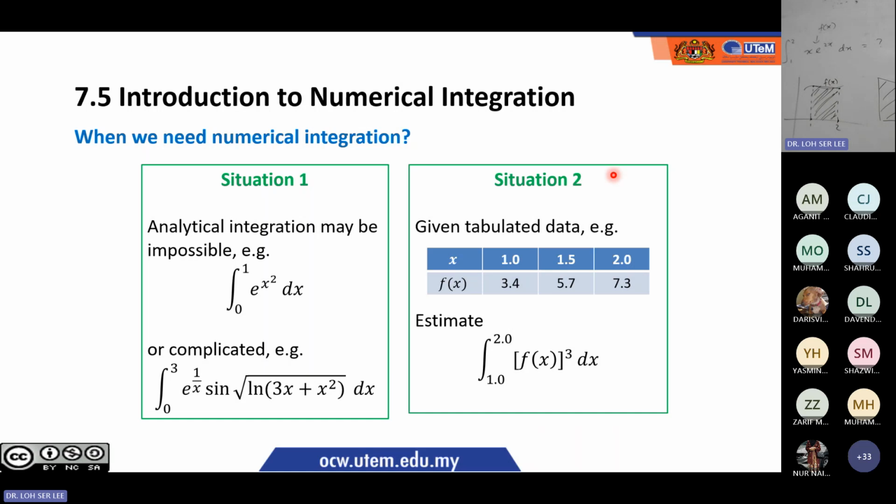Situation number 2 is when you are not given the function, but you are given a set of points. You are able to solve this from the set of points. This is similar to numerical differentiation, where you are not given the function but we are still able to estimate f prime and f double prime. Now you are not given the function f(x), but you are given a set of points, and we are still able to find the estimation of the antiderivative for the definite integral by using numerical integration.